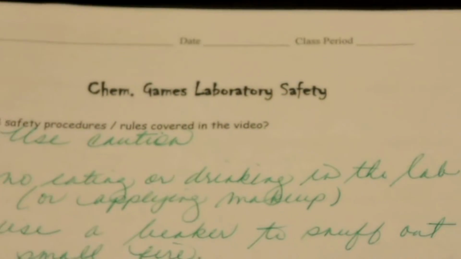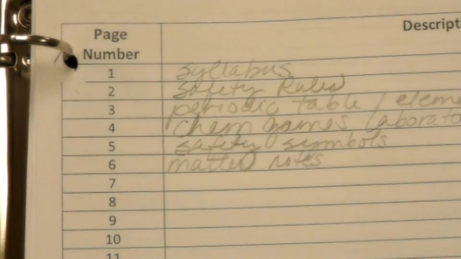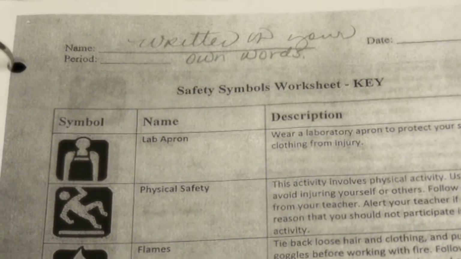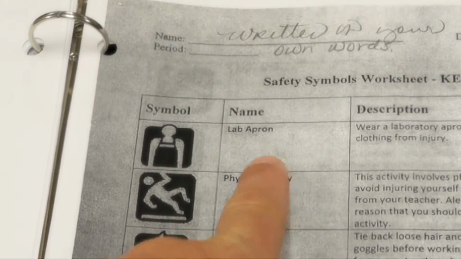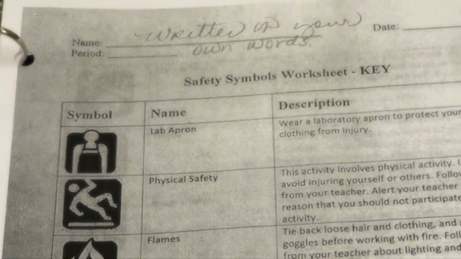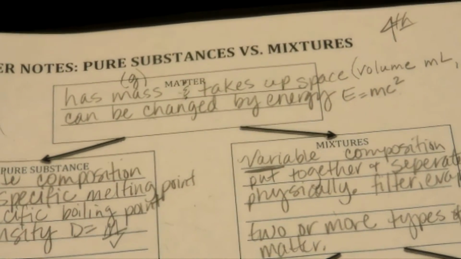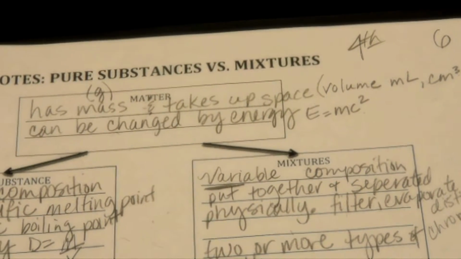Okay, Chem Games Laboratory Safety is page 4. Flipping back to our table of contents, you see it also is on page 4. Please make sure that you keep up with that. Okay. Page 5 are the safety symbols worksheet that I gave you. Remember, you won't have one that looks like this. You'll have one that you hand wrote. Page 6 are the notes that we did on Friday, the matter notes. Apparently these are the ones I did for 4th period. So that's page 6. If you have any questions, please feel free to ask me.